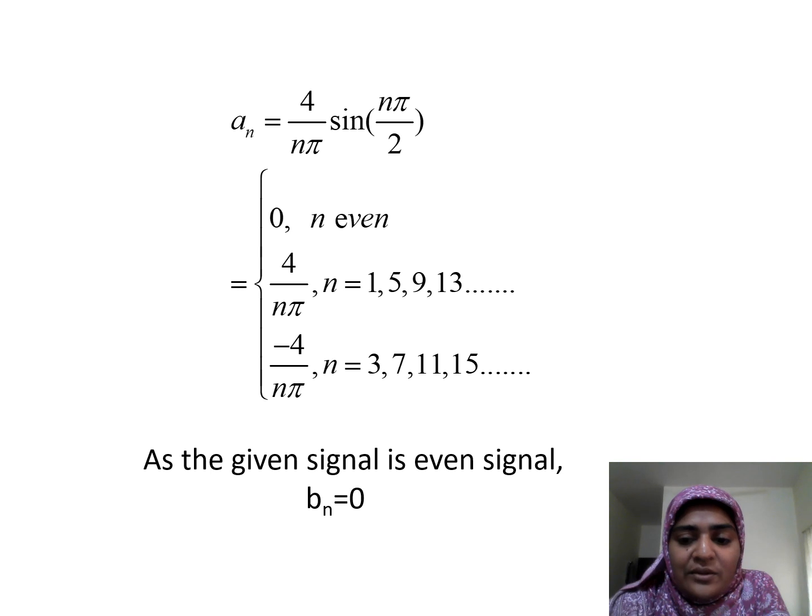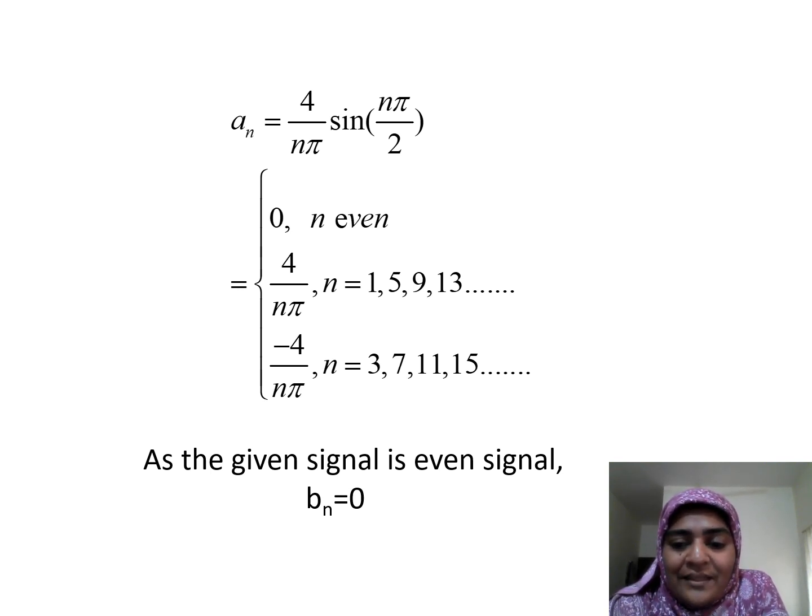So we have got A0 equal to 0 and An equal to 4 by n pi sine n pi by 2. Substituting for n even, the value will be 0 because sine n pi by 2 will become 0. For n equal to 1, 5, 9, 13, etc., it will be 4 by n pi. Whereas for n equal to 3, 7, 11, 15, etc., the value will be minus 4 by n pi, because sine n pi by 2 will be 1 for the first case and minus 1 for the next case.